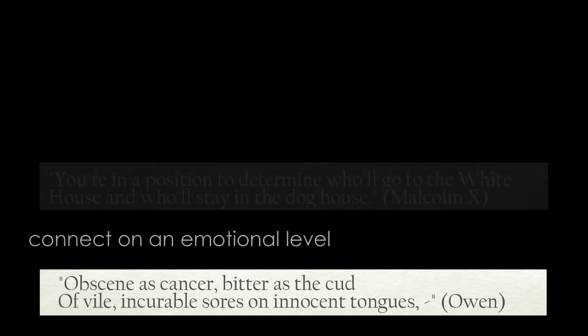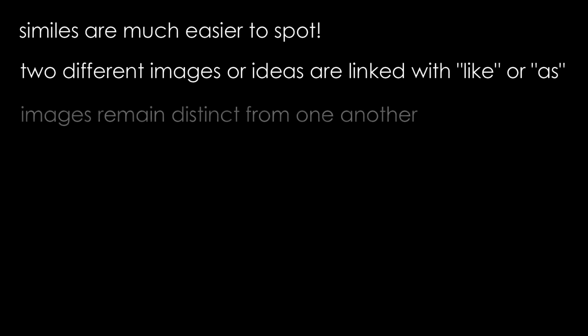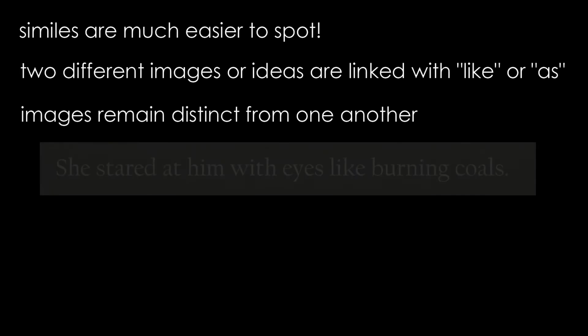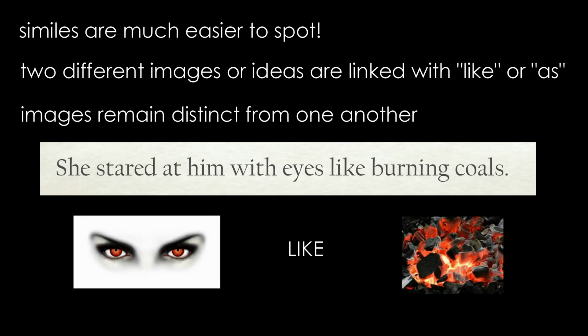So how do you recognise a simile or a metaphor? Similes are much easier to spot than metaphors. A writer creates a simile by linking two different images or ideas with the words like or as. The two different images remain distinct from one another. They are only similar in that they have characteristics in common. They are not the same. She stared at him with eyes like burning coals. Here, the word like immediately signals to us that we are dealing with a simile.